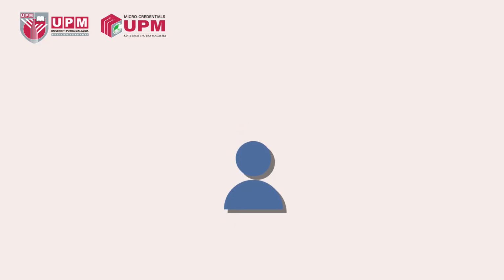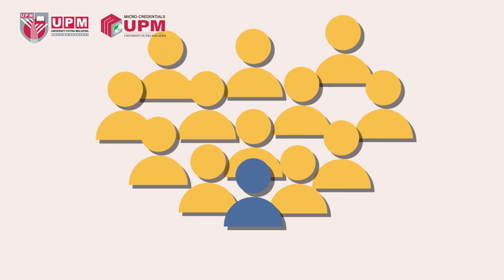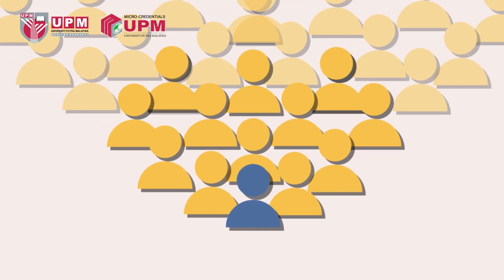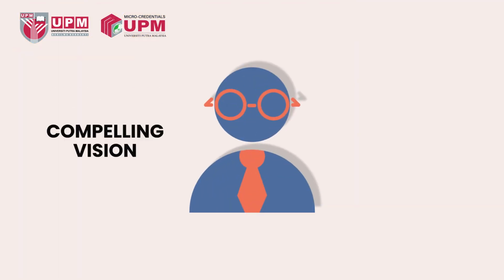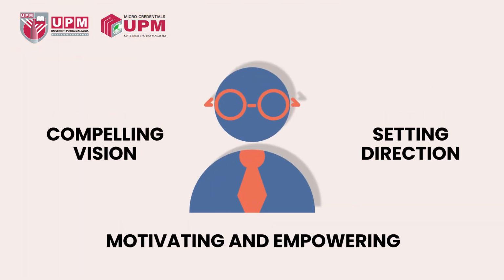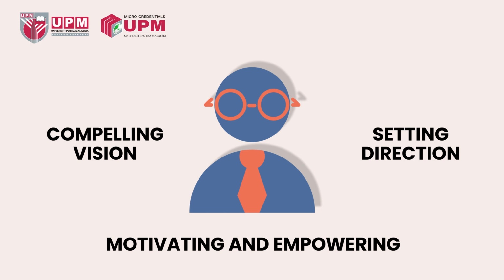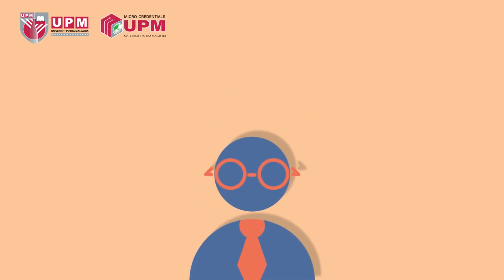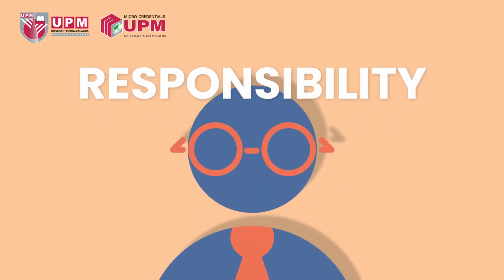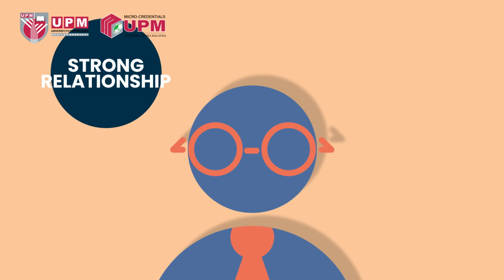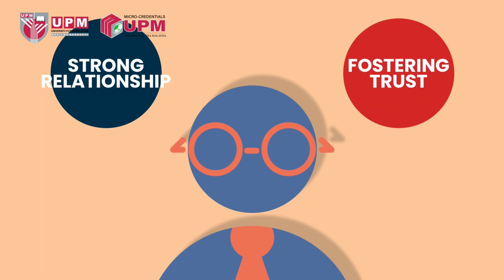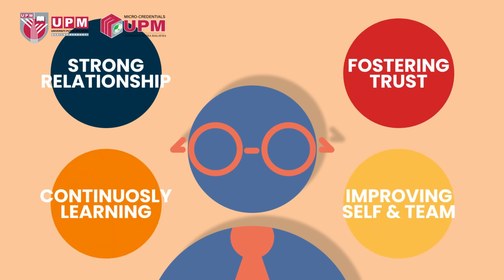Let us begin. Leadership is the ability to inspire, guide, and influence individuals or groups towards a common goal or vision. It involves creating a clear and compelling vision, setting direction, and motivating and empowering people to work towards achieving that vision. Leadership is also about making difficult decisions, taking responsibility for outcomes, and creating a positive and supportive environment for people to thrive in. Effective leadership involves building strong relationships, fostering trust, and continuously learning and improving oneself and the team.